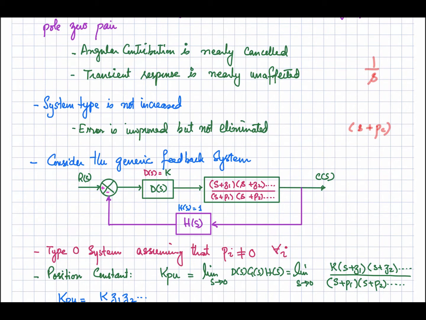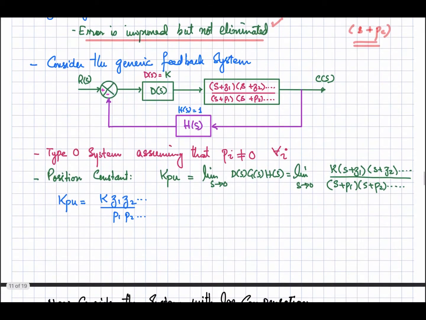So if we introduce the pole at the origin, the steady state error can be made 0. But if we introduce a pole very close to the origin, the error is improved but not eliminated. You can say it is the disadvantage, but that helps us to implement the compensator easily, because if we introduce the pole very close to the origin, we can implement it with the help of passive components. Okay, now let's consider a generic feedback system as shown in the figure.